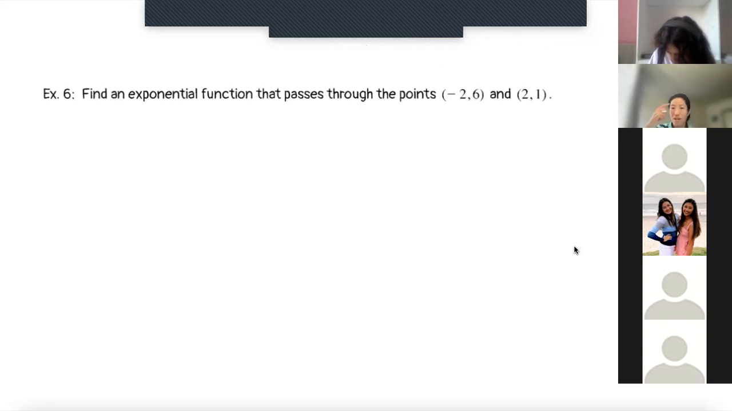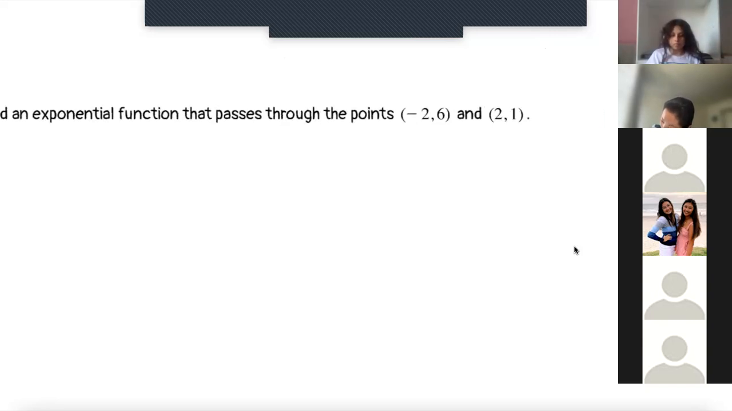These are a little bit less application based. It's literally a very classic question that we might see in the beginning of a textbook. Find an exponential function that passes through these points, (-2, 6) and (2, 1). One of the things that I like to do before I get started is imagine in my head whether it's going to be growth or decay. Here's how I imagine this. I do just a quick sketch.